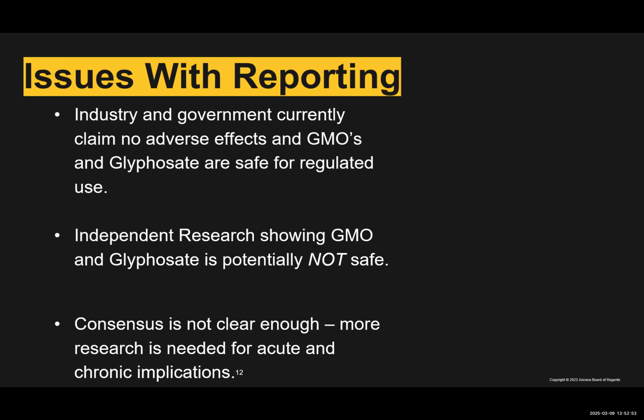And so, culminating all of this together, there are a lot of different issues with reporting on genetically engineered products and the chemicals that we're using. Industry and government currently claim that there are no adverse effects, and that GMOs and glyphosate are safe for regulated use. Independent research, on the other hand, is showing that GMO and glyphosate are potentially not safe. And the consensus really isn't clear. And so we need more research on the acute and chronic implications of genetically engineered crops and those chemicals.